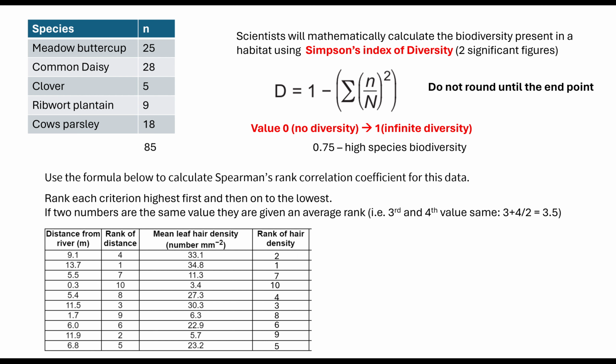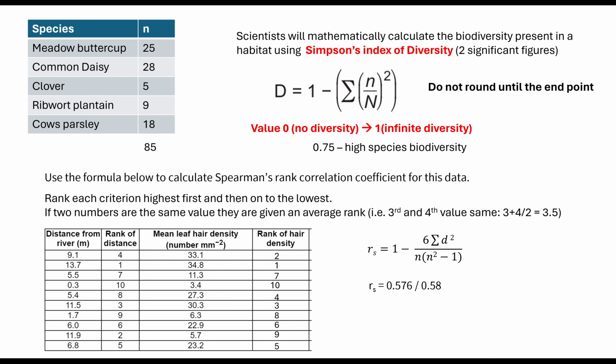If 2 numbers are exactly the same, you need to add those 2 ranks together and divide by 2. So for example, if your 3rd and 4th value were exactly the same, you would do 7 divided by 2, which would give you a rank of 3.5. Then you would use the equation for Spearman's rank and work that out to give you your correlation coefficient value, so my RS value.